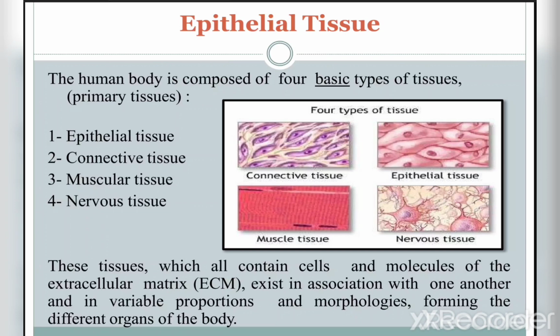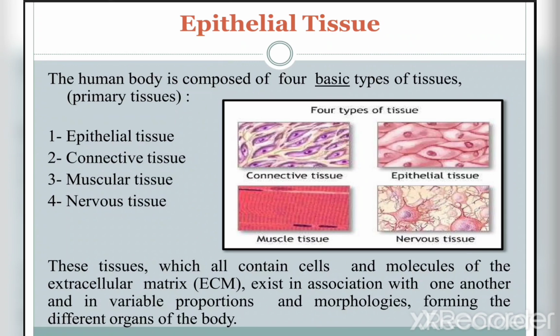As a diagram or illustration it looks like that, and in next labs the images will be clearer to you. These tissues, which all contain cells and molecules of the extracellular matrix, exist in association with one another in variable proportions and morphologies, forming the different organs of the body.